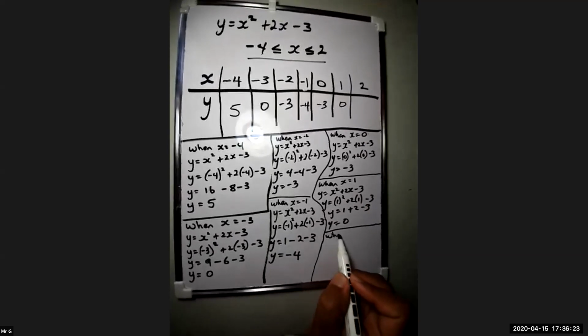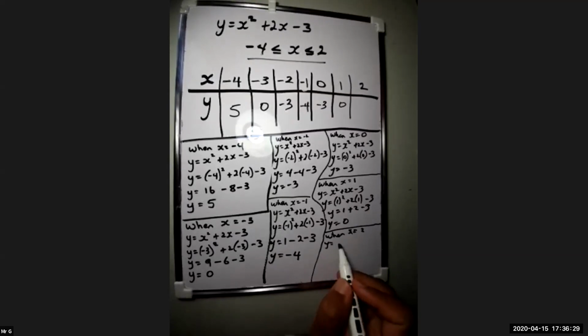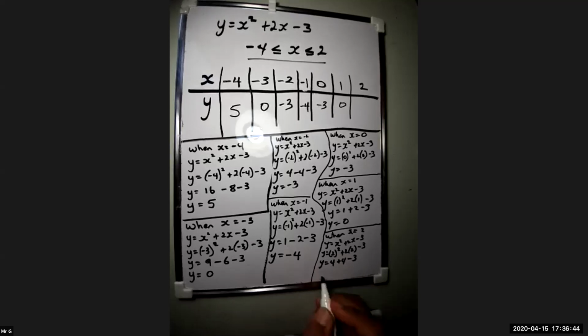When x is equal to 2, y is equal to x squared plus 2x minus 3. Y is equal to 2 squared plus 2 into 2 minus 3. Y is equal to 4 plus 4 minus 3. So that'll give us 8 minus 3. Y is equal to 5. Right? And that's our completed table of values. All right? You all okay?